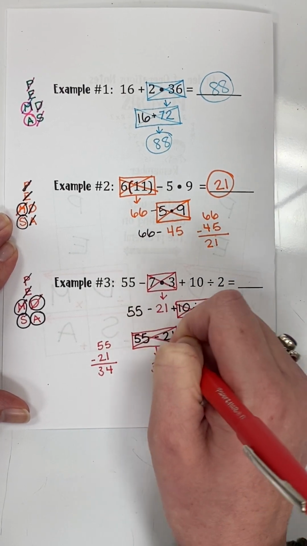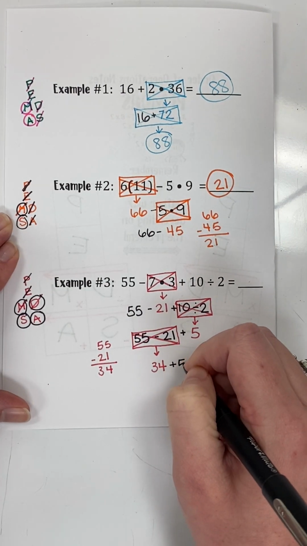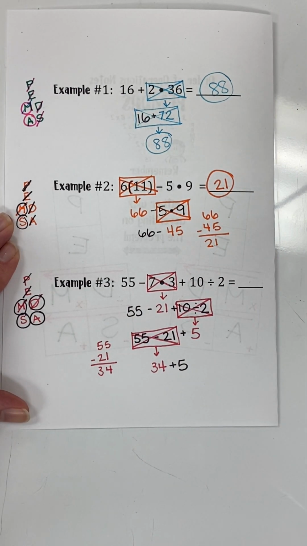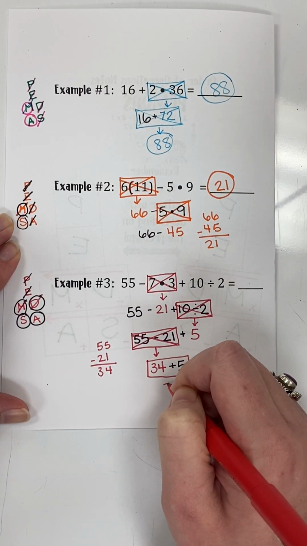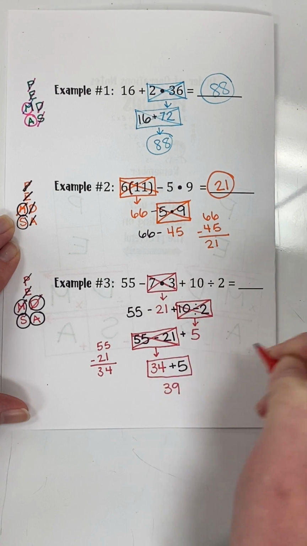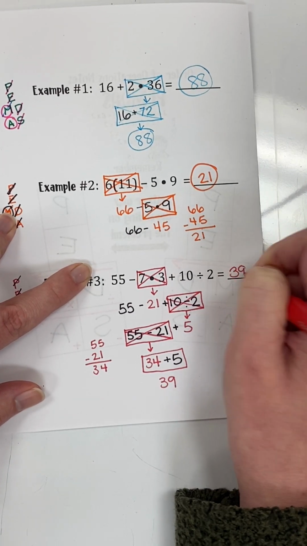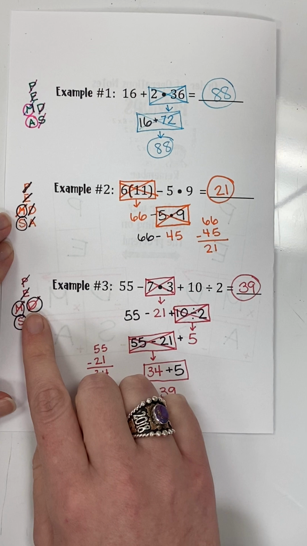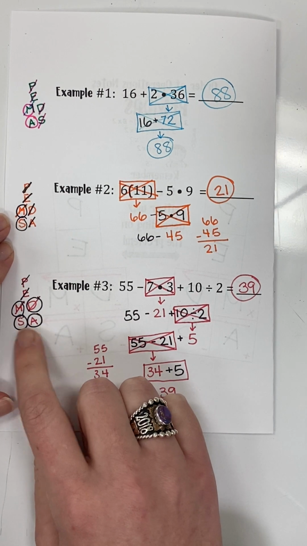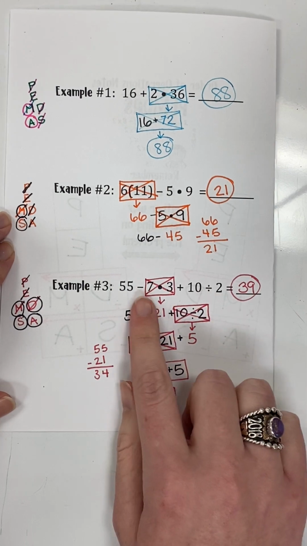I can mark that out and rewrite one last time. We have plus 5. And that is my last step of add. And 34 plus 5 is 39. So my answer here would be 39. Okay, so big things we need to pay attention to is multiplying and dividing can be switched, adding and subtracting can be switched. We do which one comes first when we read it like a book.